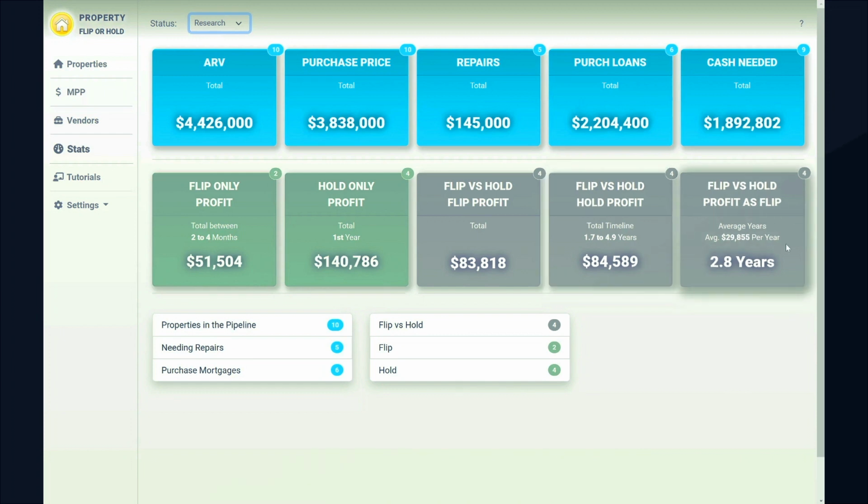And also, we want to look at the average flip versus hold. What would be the average? If it takes between 1.7 years to 4.9, the average would be about 2.8 years to make roughly the same profit. Just an average number here. And per year, you would be making an average of almost $30,000.